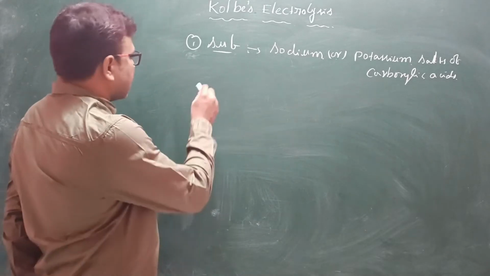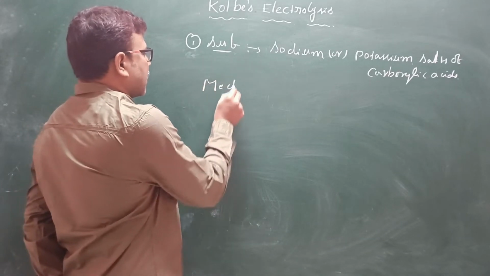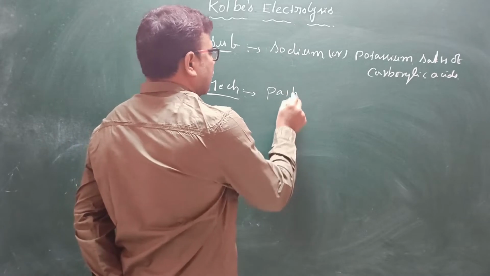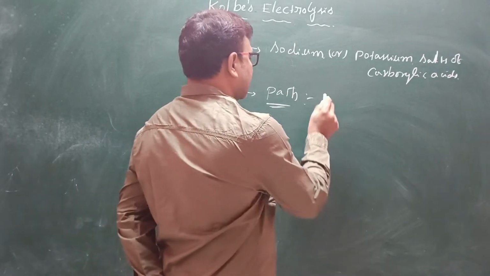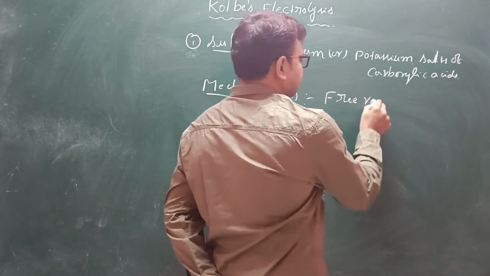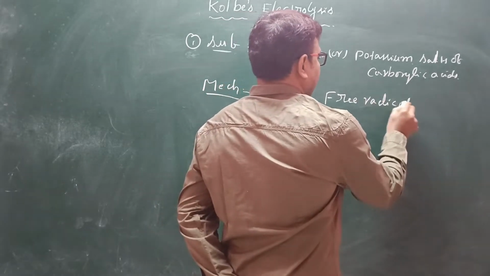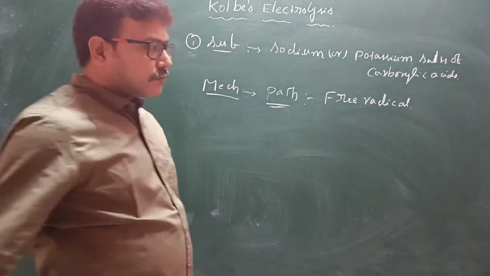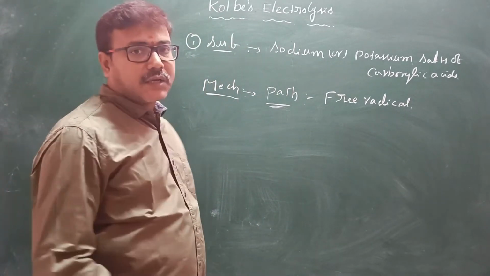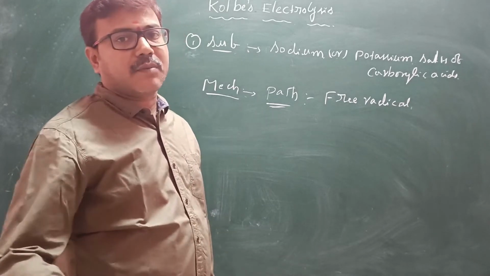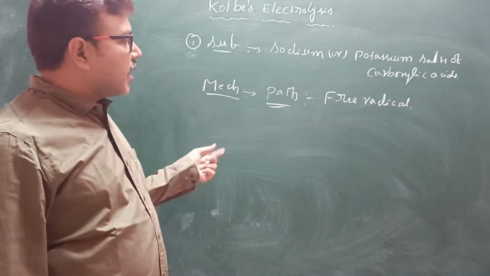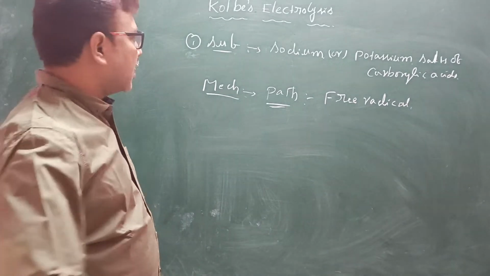The reaction mechanism path is the free radical mechanism. Already you know that Wood's reaction takes two types of mechanism: one is free radical mechanism, another one is ionic mechanism. In this case, the reaction takes only the free radical mechanism.